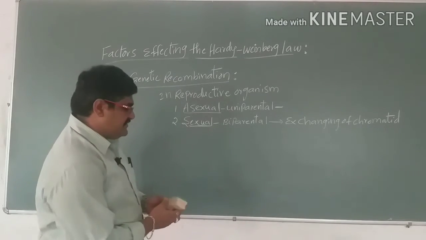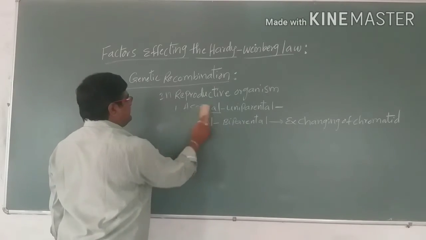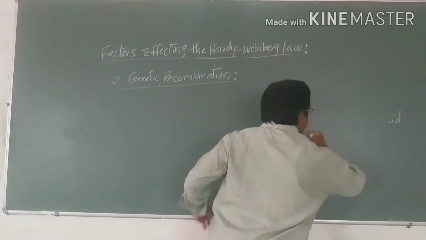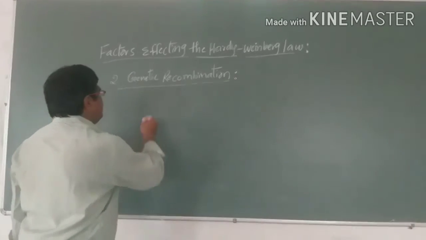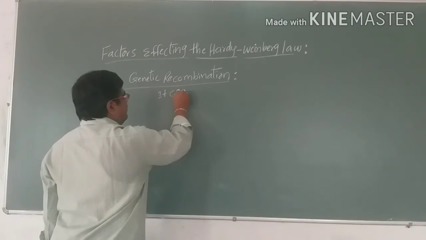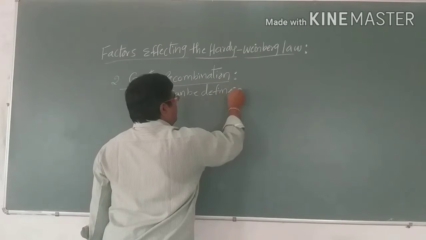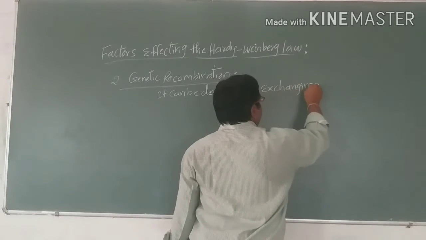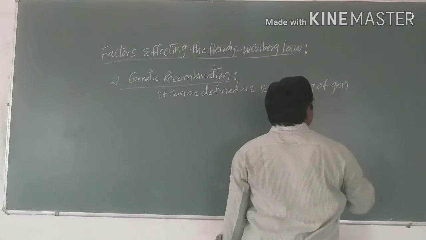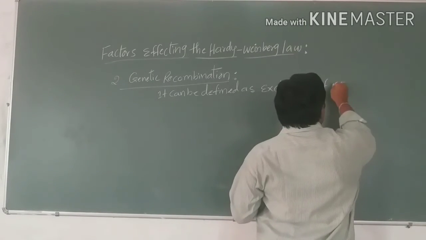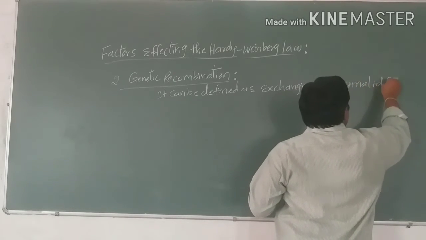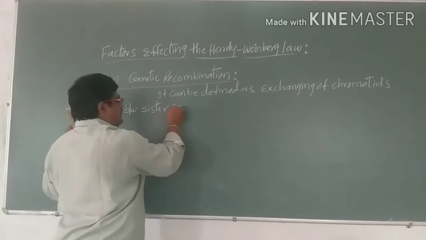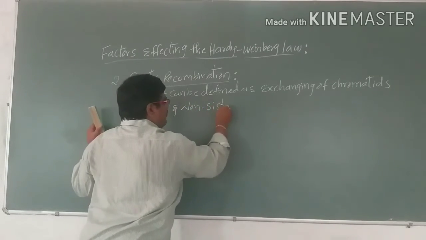So how does this take place? Through exchanging of chromatids. Genetic recombination can be defined as the exchanging of genetic material, or exchanging of chromatids, between a sister and a non-sister chromatid.